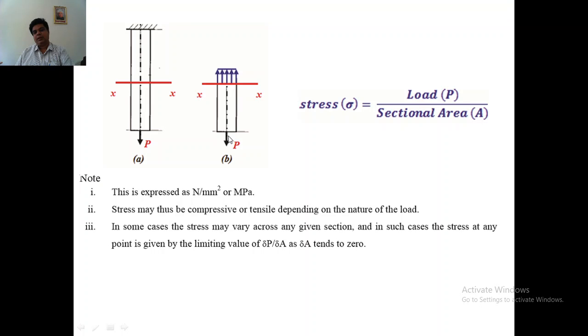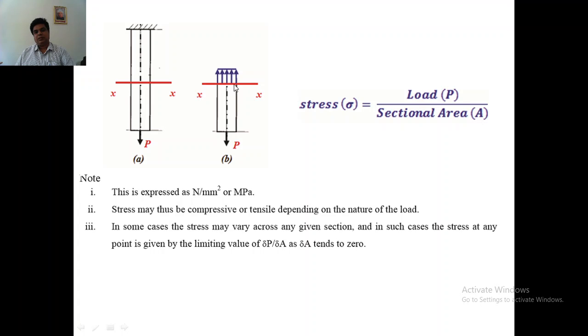So resistance offered in the material to the applied load over the cross-sectional area, that is called stress. So mathematically, stress is equal to load by area. Load is P here, and area A is the cross-sectional area. In symbols we use sigma for stress. For load we can use capital P or F depending on the different authors. And capital A is the cross-sectional area of this member or structure.